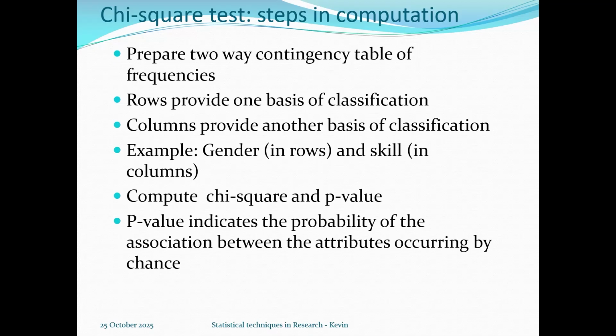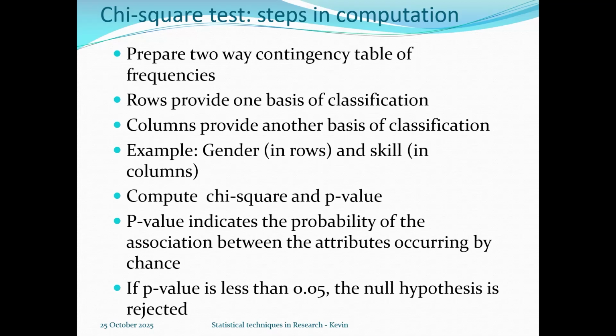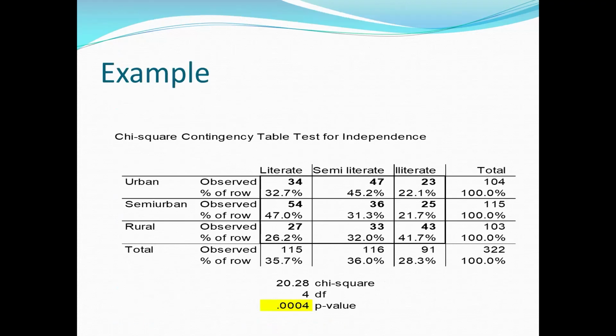The p-value indicates the probability of the association between the attributes occurring by chance. If the p-value is less than 0.05, the null hypothesis is rejected. Same thing that we have been saying. So look at this, the chi-square test. This is the outcome result which you will get from the software.